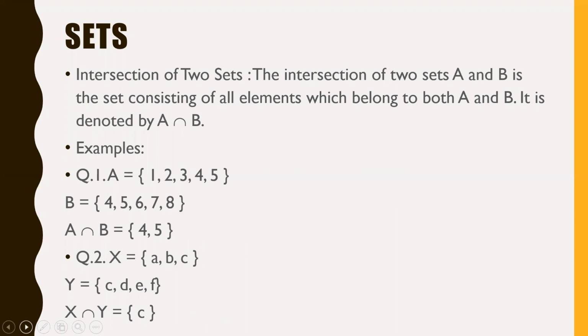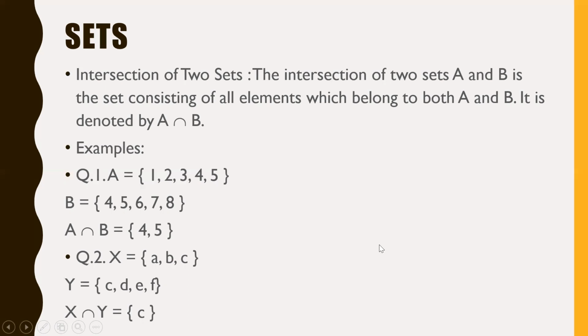Example, A is equal to 1, 2, 3, 4, 5. B is equal to 4, 5, 6, 7, 8. Now A intersection B is equal to 4, 5. So in sets A and B, which numbers are common? 4 and 5 are common. So the common numbers we are going to write in the intersection of two sets. So we are writing here 4 and 5.